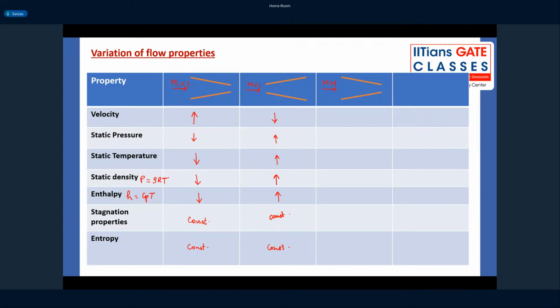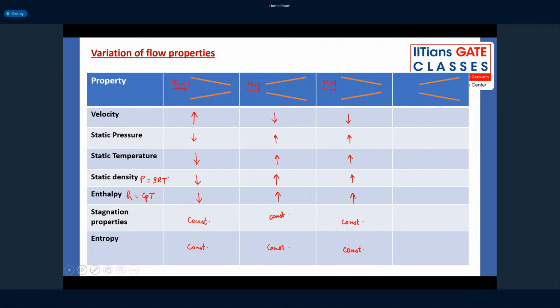All right, so anyone can answer. What happens to velocity? What happens to Mach number inside the diffuser? It is going to decrease, right? Static pressure is going to increase, static temperature is going to increase, density is going to increase, enthalpy is going to increase, and just like the other cases, stagnation properties and entropy are going to be constant. Okay, very good, Dheeraj. Thank you.